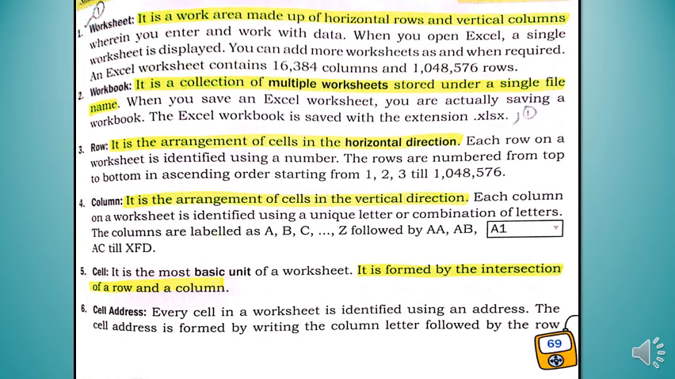Row. It is the arrangement of cells in the horizontal direction. So horizontal direction in a worksheet is called rows. Column. It is the arrangement of cells in the vertical direction. So vertical direction in a worksheet is known as column. Cell. It is the most basic unit of worksheet. It is formed by the intersection of a row and column. As you can see in previous one, there are some rows and columns in a worksheet. So when row and column intersect, then they make a cell.